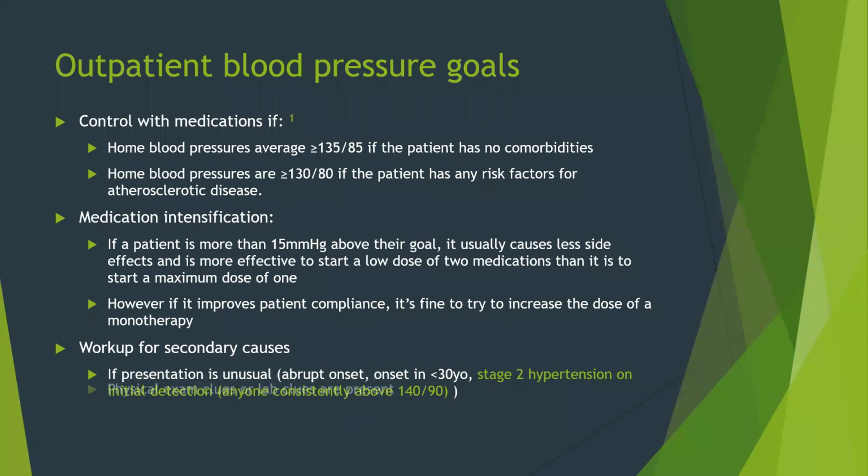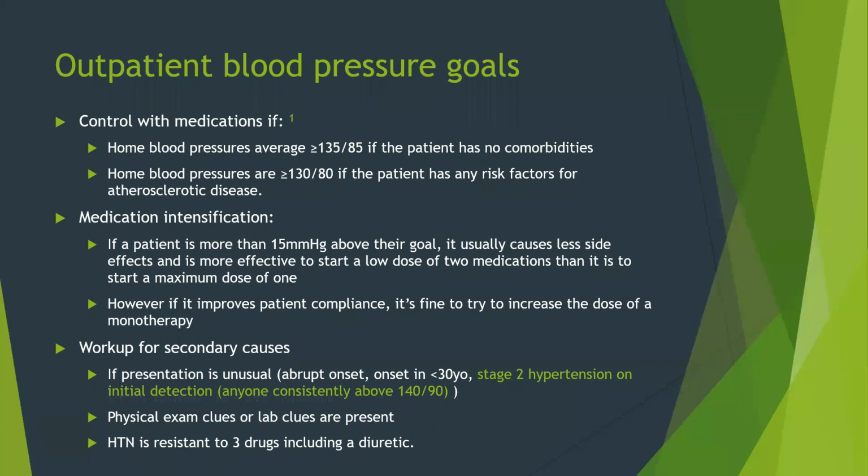And you can also work up for secondary causes if physical exam clues or lab clues are present. So if you hear a bruit on abdominal exam, or you see hyperkalemia and you think, oh, I want to work up for hyperaldosteronism, primary aldosteronism, that's valid. And if they're also on 3 drugs, including a diuretic, you can work up for secondary causes.